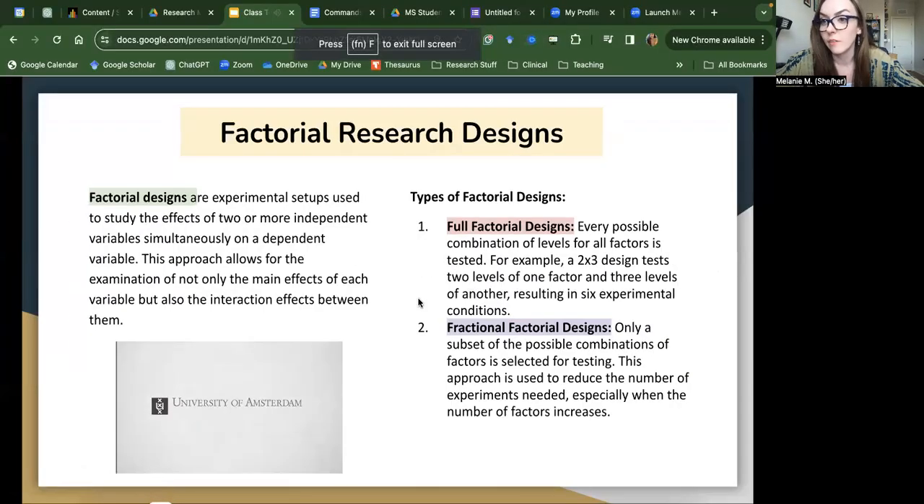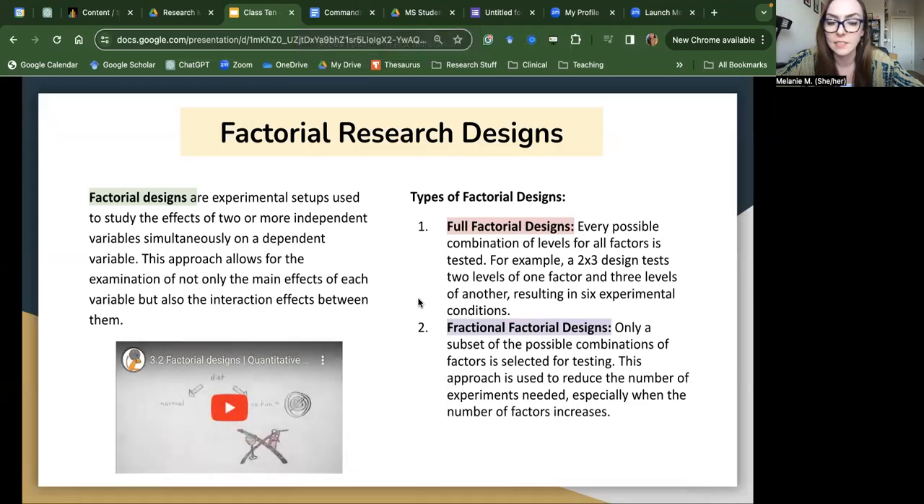Okay, so there you have it. Factorial designs are experimental setups used to study effects of two or more independent variables simultaneously on the same dependent variable. So that example there, I like the visual aspect of the example because really factorial designs are a way to look at a lot of different variables and how they all impact each other within one research design.